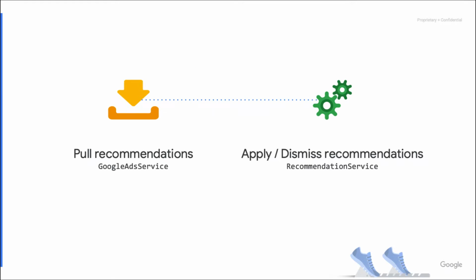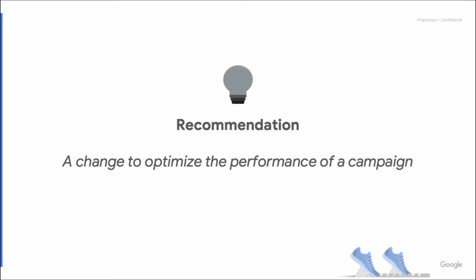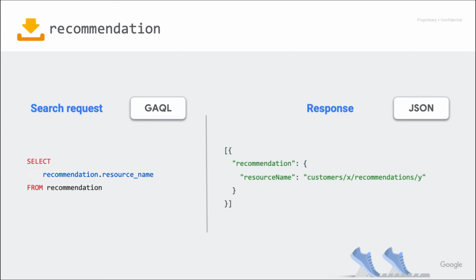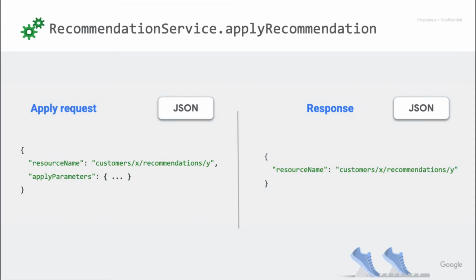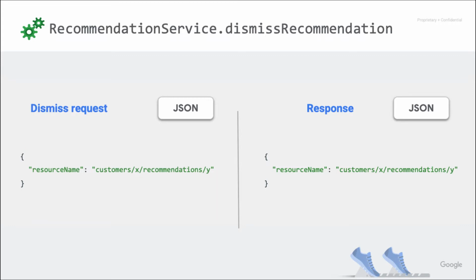Alright, let's start with a quick reminder of what we already discussed in previous episodes. An optimization score below 100% means that there is room for improvement. In such a case, the Google Ads API may share recommendations via the Google Ads service and allow applying or dismissing them via the recommendation service. Each recommendation represents one change that can be applied to optimize the performance of a campaign. You can retrieve eligible recommendations with their full context in real time using the recommendation report resource. Also, you need the resource name and parameters for customization when you apply a recommendation, but you only need the resource name when you dismiss one.